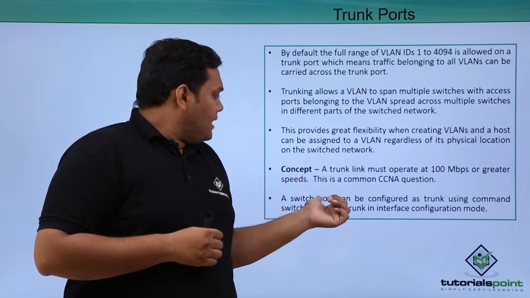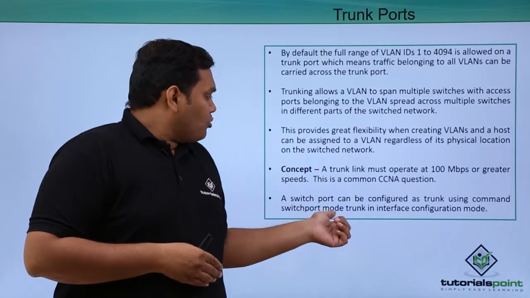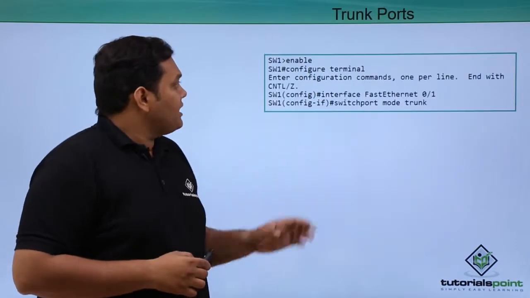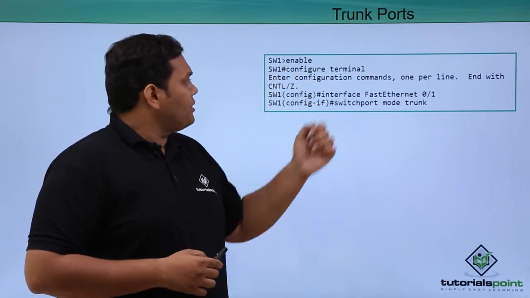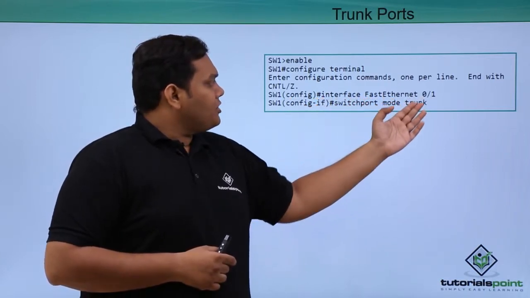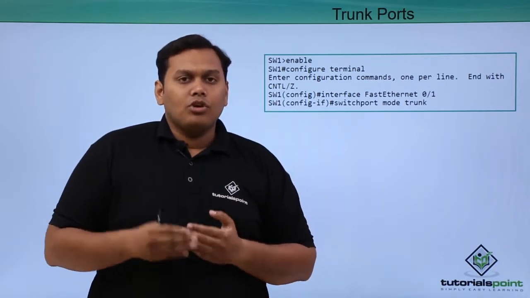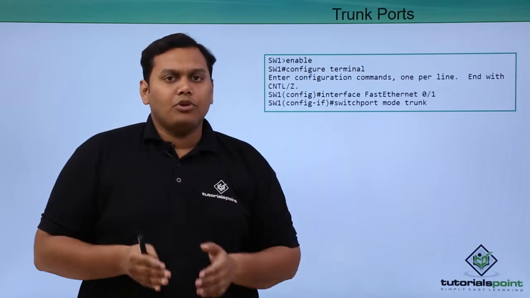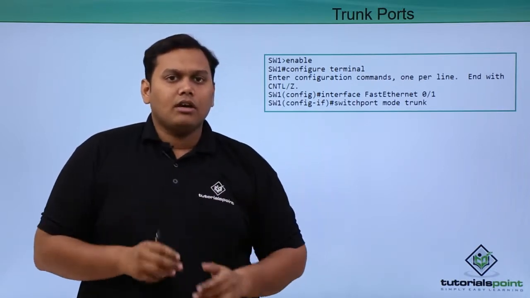A switch port can be configured as a trunk using the command switchport mode trunk in interface configuration mode. In the configuration, we go to switch 1, enable, configure terminal, then interface FastEthernet 0/1, switchport mode trunk. So we have entered trunk mode. In this way we can change the port from an access port to a trunk port, or if it is not assigned to any mode, we can set it as a trunk port.